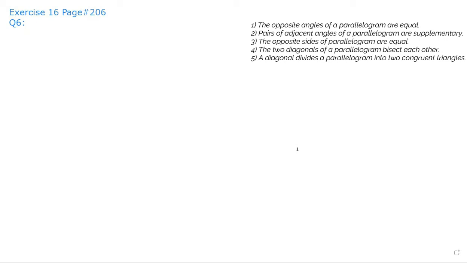So with the help of these properties, we will solve question number 6 of exercise 16, page number 206. So let's start. That is, we have to prove that the quadrilateral is a parallelogram if the diagonals of a quadrilateral bisect each other. So let's start the solution. Before solving this, I will draw a figure for it.